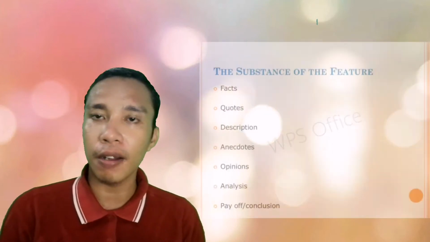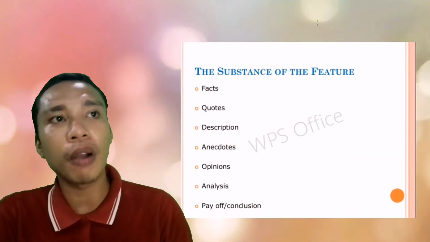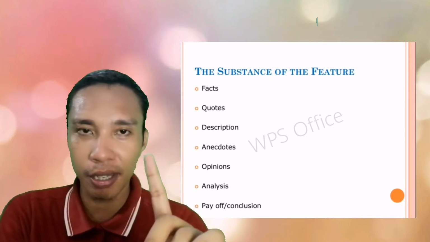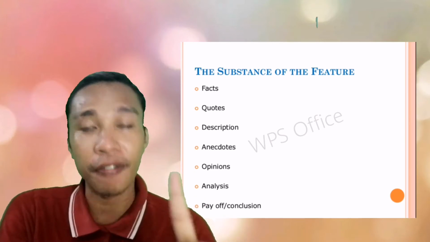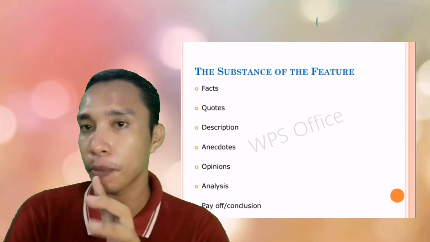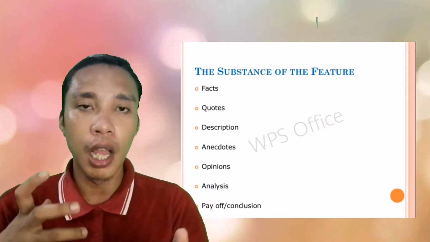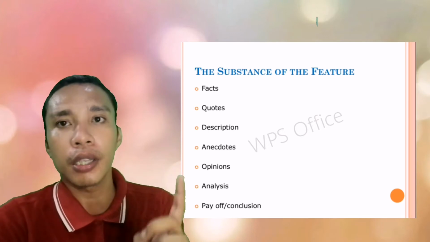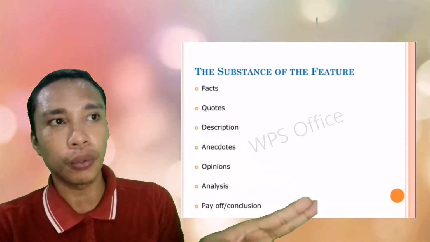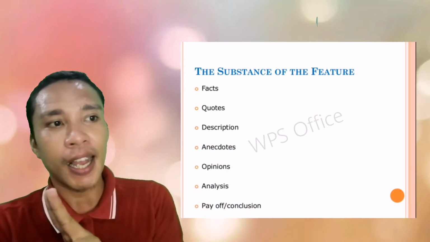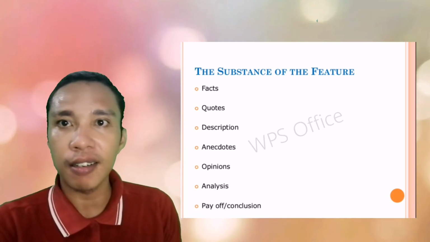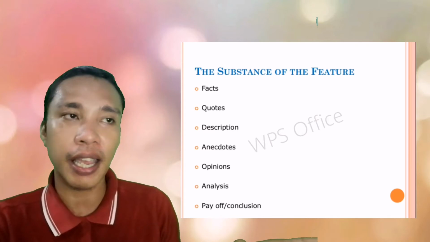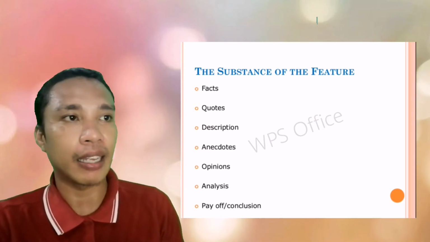So we have, aside from the different types of features, what we call the substance of the feature. The number one substance is you need to get all the facts. Okay, because again, feature story is a combination of news writing and the entertainment part. So you need to verify all the facts. Number two, quotes. Make sure that whatever that specific subject mentioned or said, you need to add that one as well.